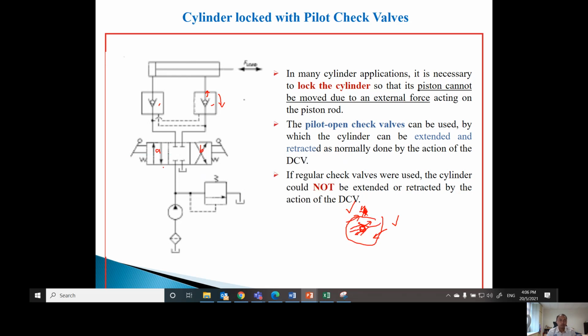So you have position A and position B. In order to extend the cylinder, you have to activate position A. When you activate position A, let's say this is port A, this is port B. This one is the same: this is port A and this is port B.